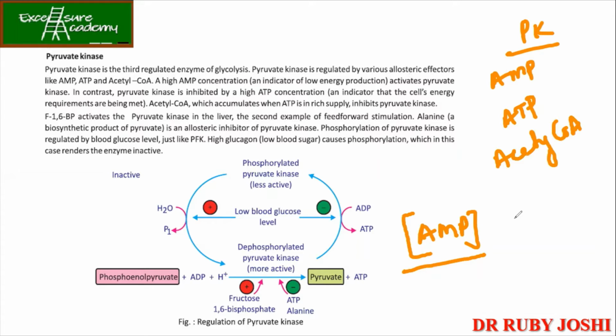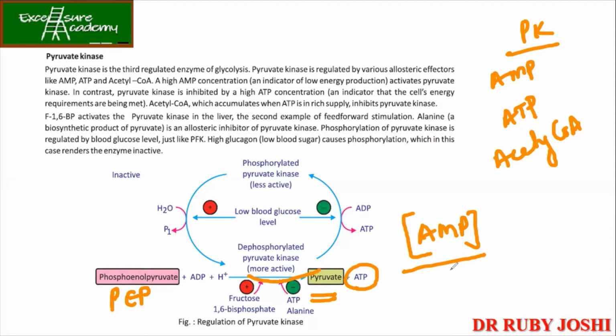It decreases, ma'am. The PK activity decreases? Sure. Yes, ma'am. Why will it decrease? Because it converts ATP, no, ma'am. No, AMP does not convert ATP. What does pyruvate kinase do? It converts phosphoenol pyruvate to pyruvate, plus it generates ATP.